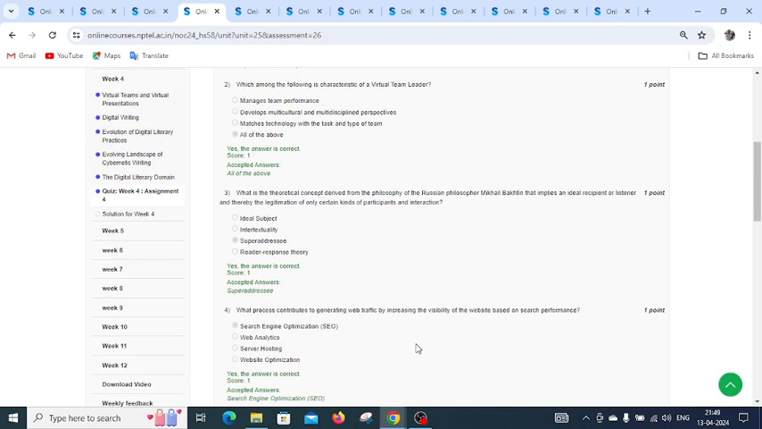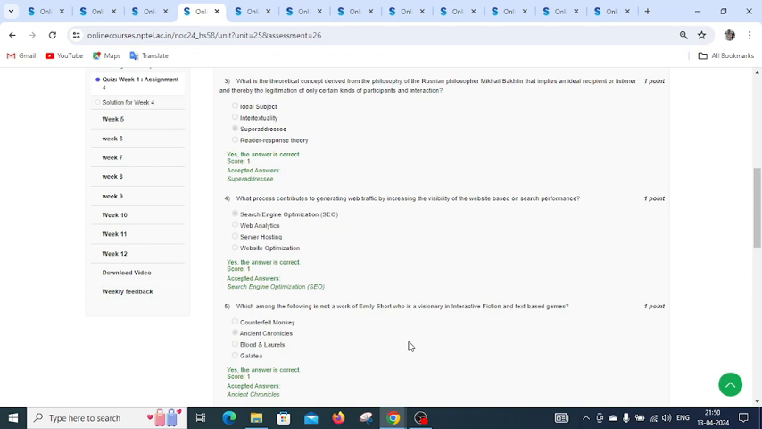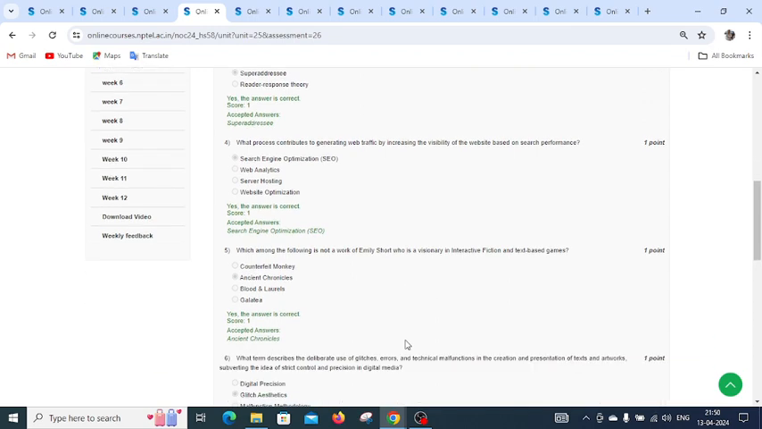What process contributes to generating web traffic by increasing the visibility of a website based on search performance? And the right answer is search engine optimization. Which among the following is not a work of Emily Short, who is a visionary in interactive fiction and text-based games?